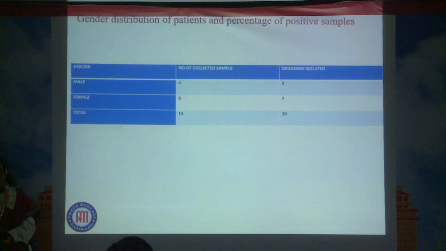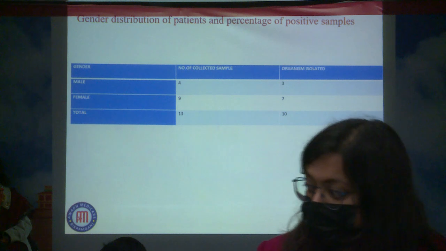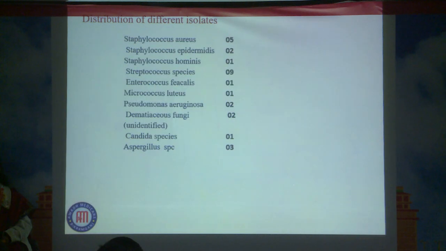Gender distribution was 4 male cases and 9 female cases, a total of 13 cases. The organism was isolated from 3 male patients and 7 female patients, a total of 10 patients in whom the sample was positive. The distribution of different isolates was Staphylococcus in 5 cases and Streptococcus species in 9 cases, and the rest 2 and 1.